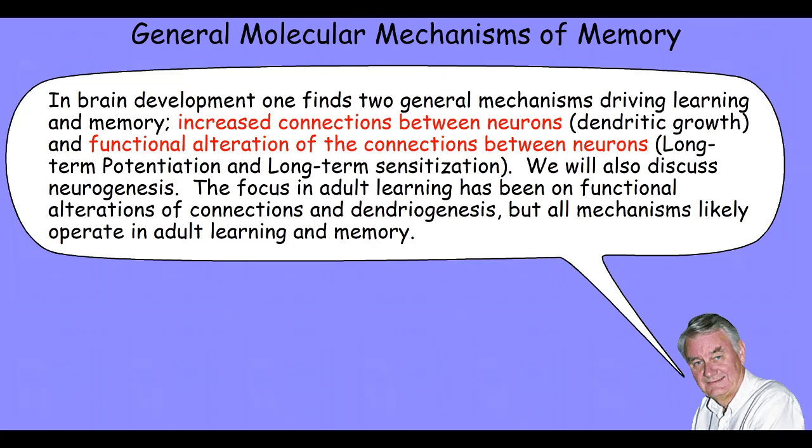So in brain development, one finds two general mechanisms that drive learning and memory: increased connection between neurons, dendritic growth, and functional alteration of the connections between neurons, long-term potentiation and long-term sensitization. We'll also discuss neurogenesis, which occurs both prenatally and during development. The focus in adult learning has been on functional alterations of connections and dendritogenesis, growing new dendrites, but all mechanisms likely operate in adult learning and memory, as we'll see.